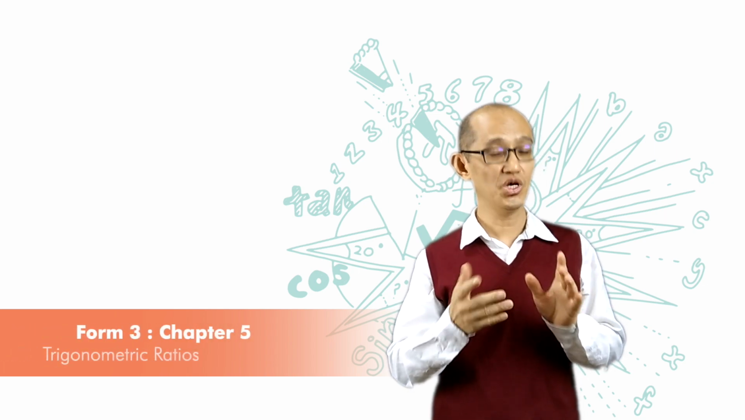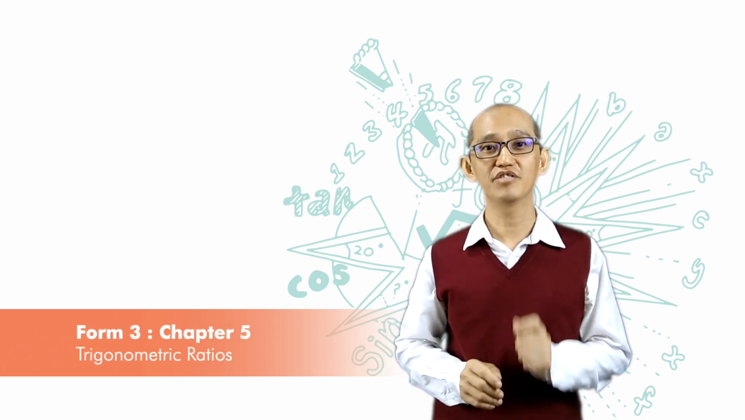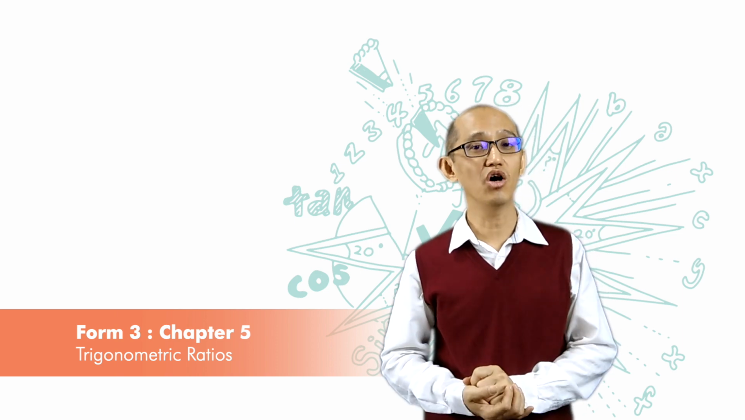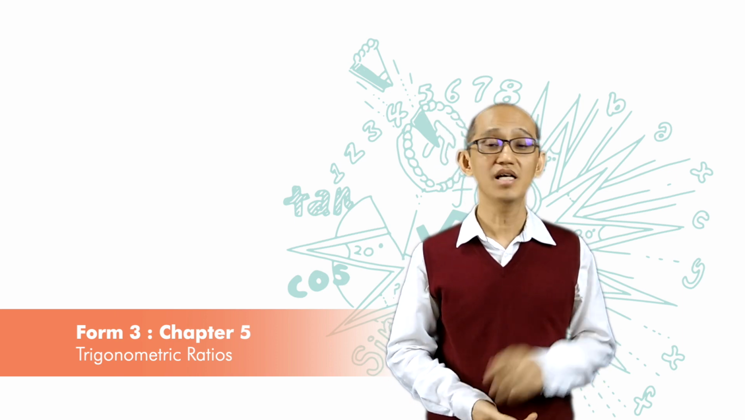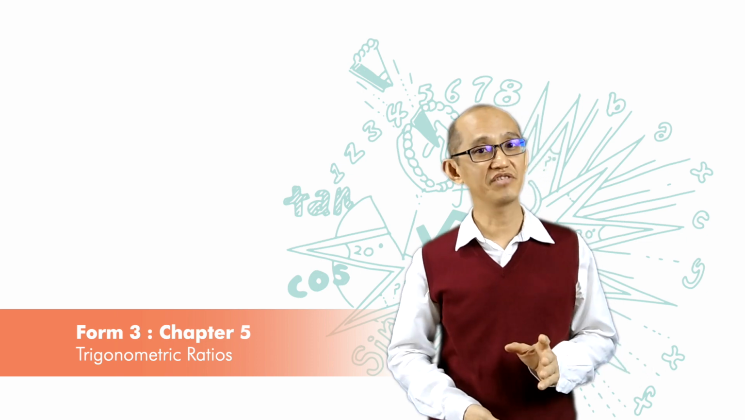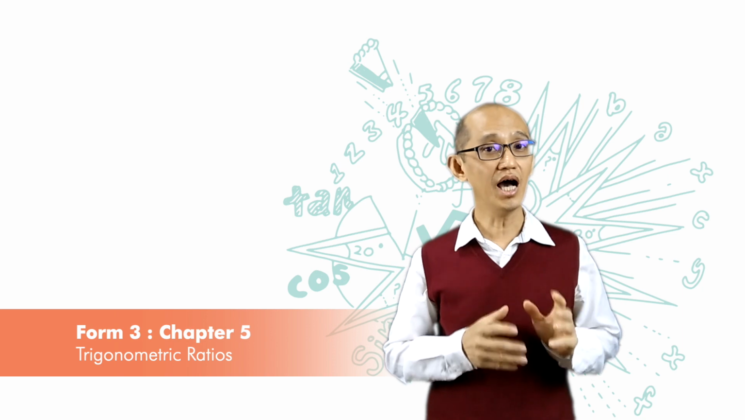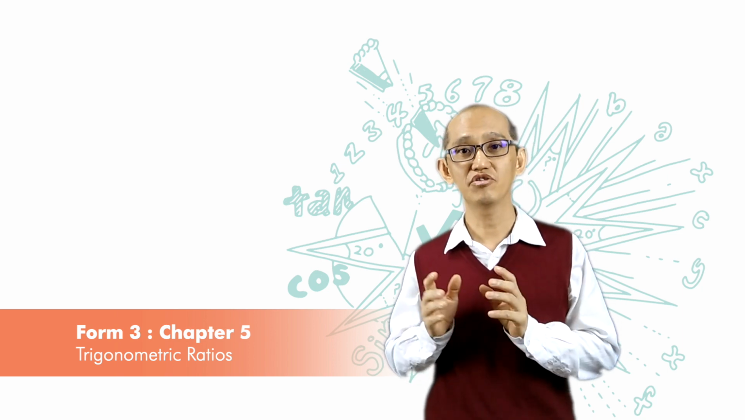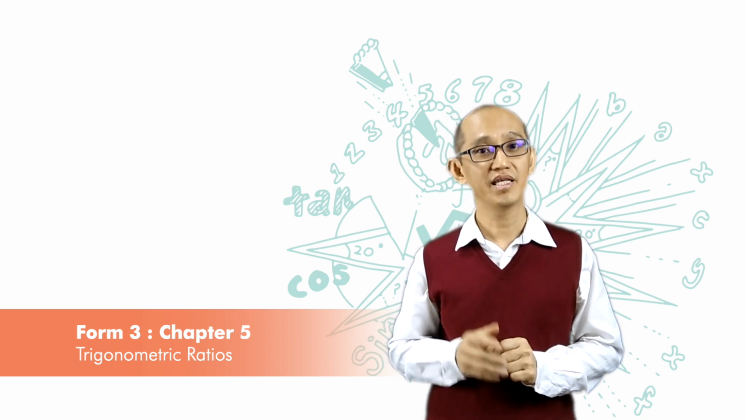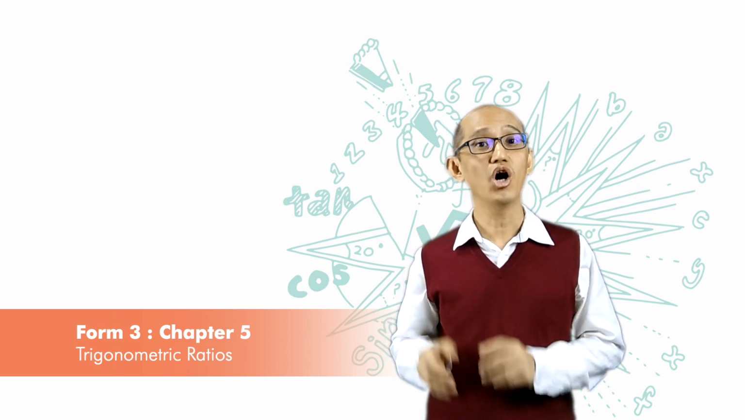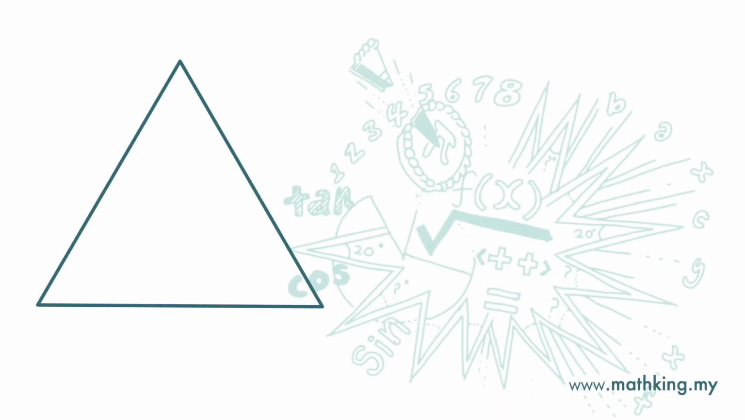There are a few angles where we do know the trigonometric values without needing the help of a calculator. There are 30 degrees, 45 degrees, and 60 degrees. Let us see how we get these trigonometric values, that is, the tangent, sine, and cosine of these angles. We will first look at 30 degrees and 60 degrees.